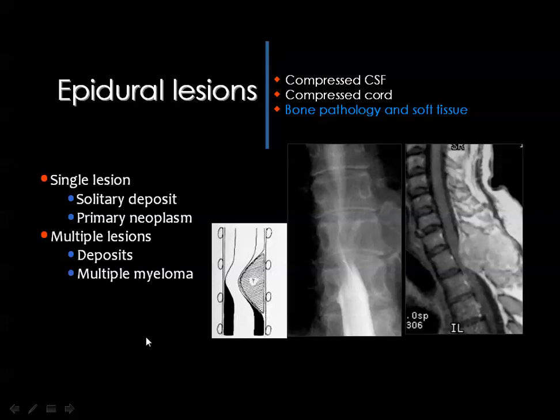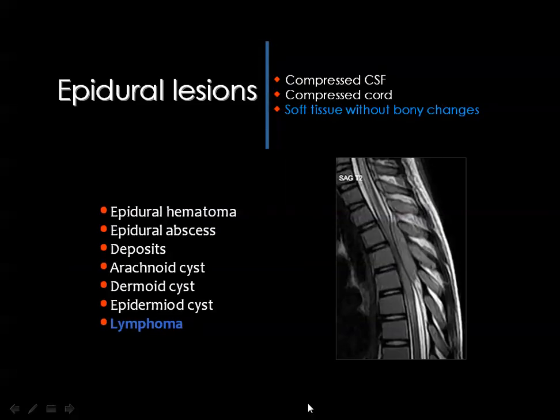If this lesion is single, consider a solitary metastasis or a primary neoplasm. If it is multiple, consider metastasis or multiple myeloma. And this is an easy example. Here you see the pedicle sign. This pedicle is present and this pedicle is missing. Then you are dealing with a metastatic deposit compressing the contrast column of myelography.